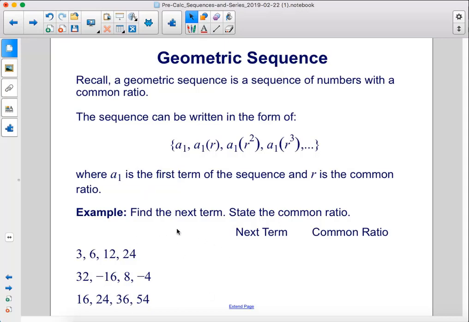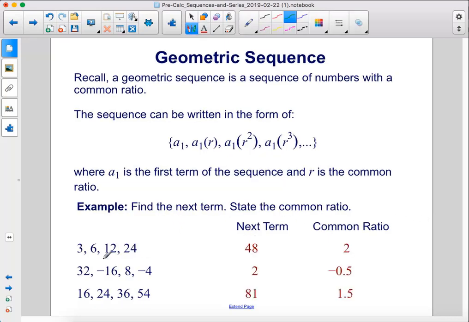Here's an example. Let's find the next term and state the common ratio. Alright, so here, to figure out the common ratio, you just have to ask, what do you multiply by 3 to get 6? Well, you multiply it by 2. So the common ratio is 2. So 6 times 2 is 12. 12 times 2 is 24. 24 times 2 is 48, which is the next term.